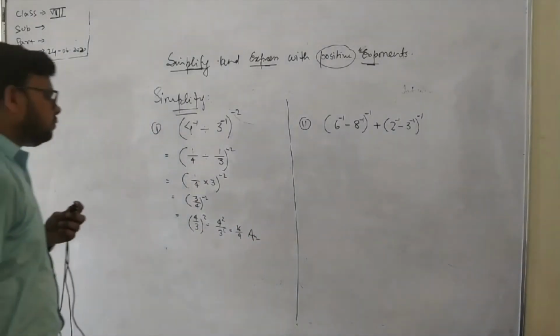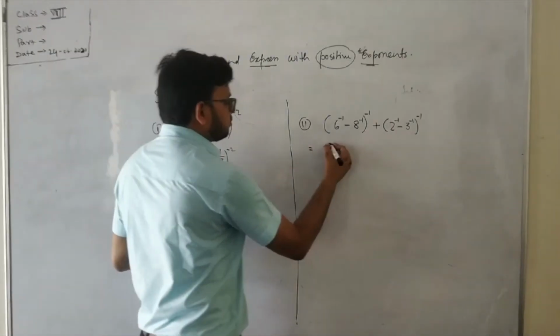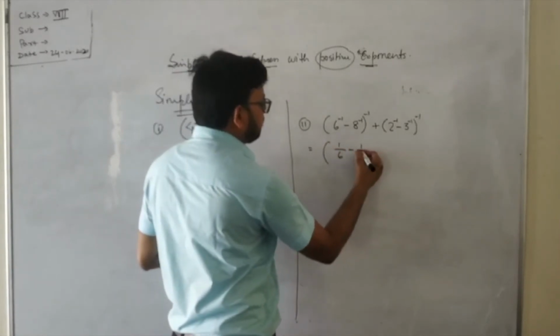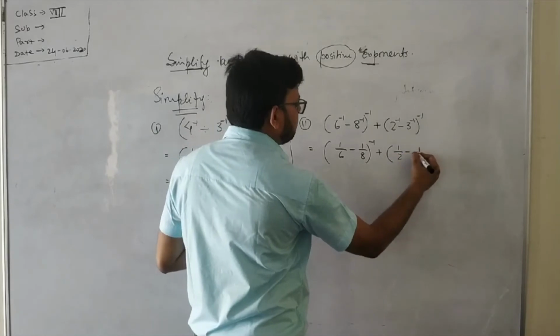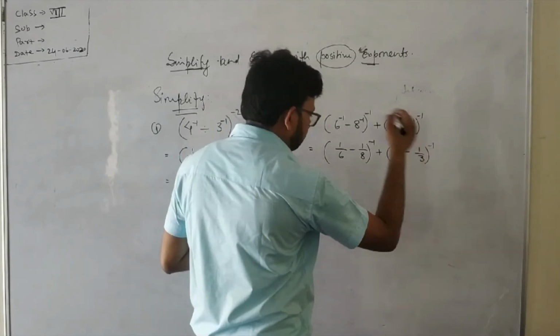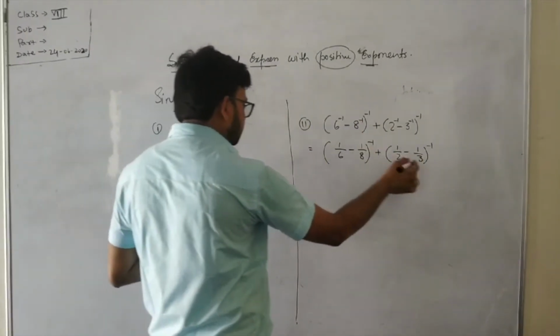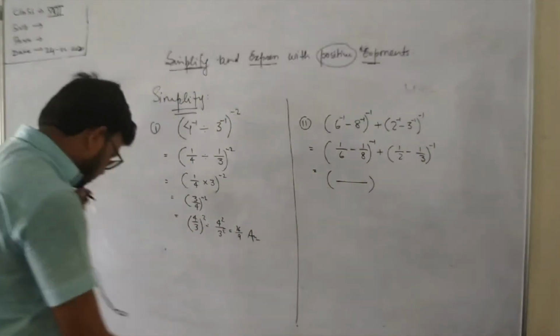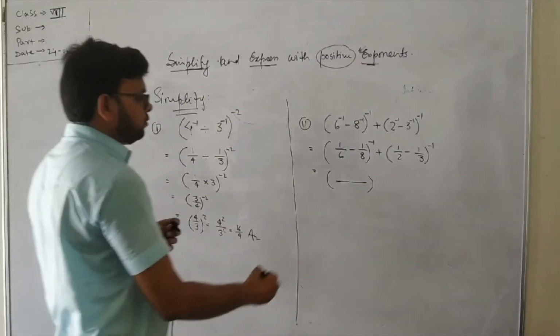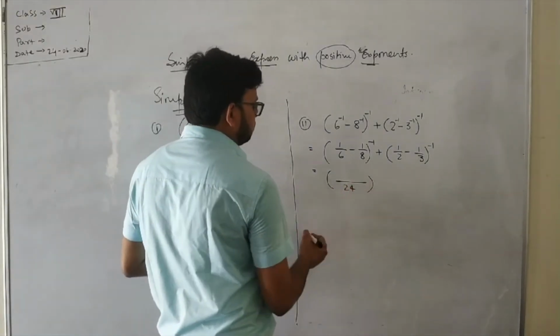Okay, in the same way, we can solve this: 1 by 6 minus 1 by 8 to the power minus 1 plus 1 by 2 minus 1 by 3 to the power minus 1. Okay, first you solve these two expressions. The LCM of 6 and 8 is 24.